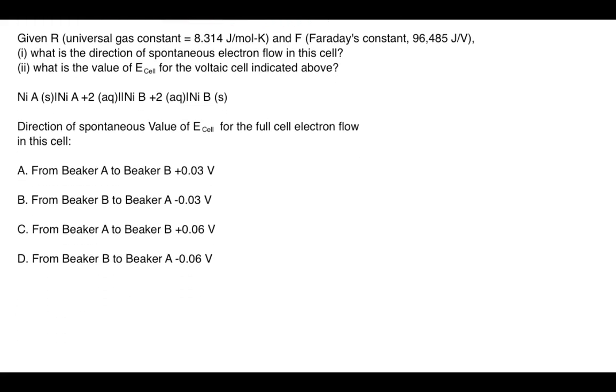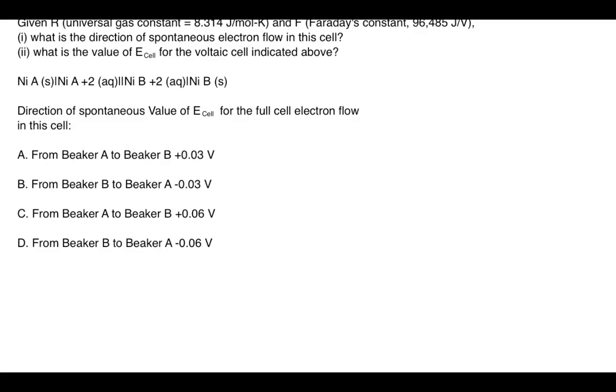So if you take a look here, A, B, C, and D. So the first thing you're determining is from beaker A to B or from beaker B to A. You're determining the flow of the electrons. That's part 1. And then for part 2, you are determining the actual voltage here for the E cell.